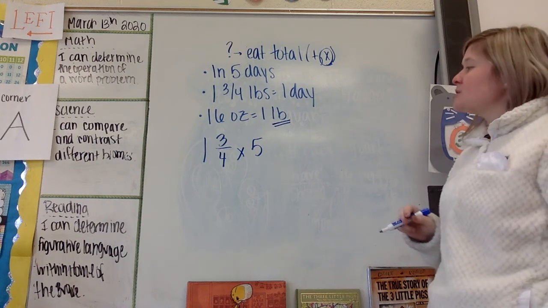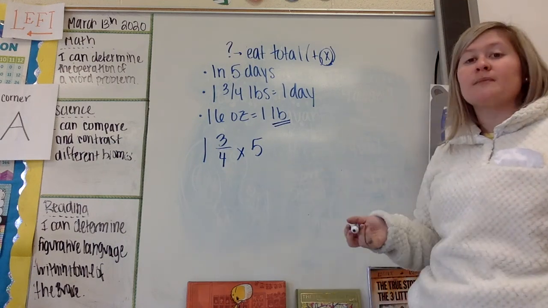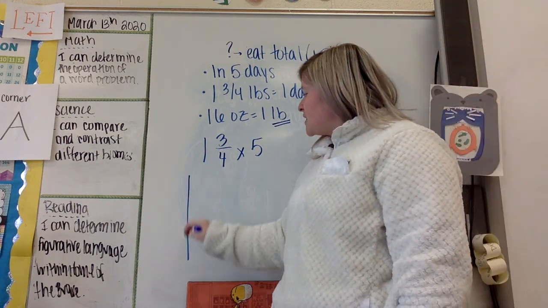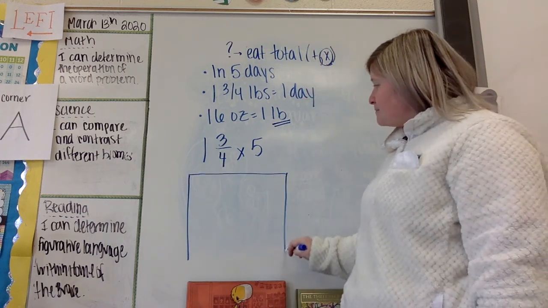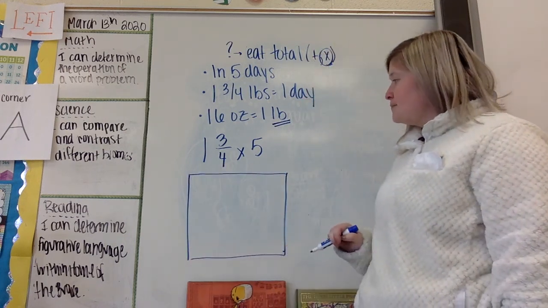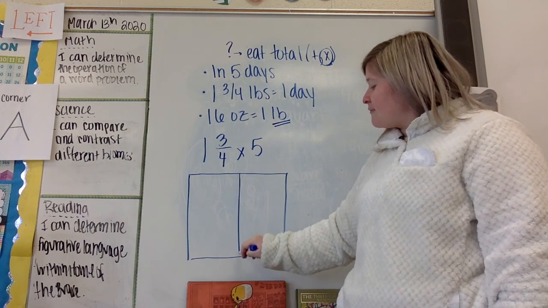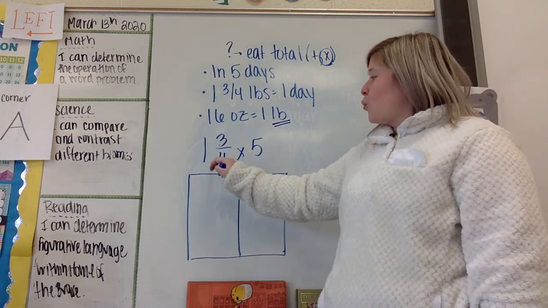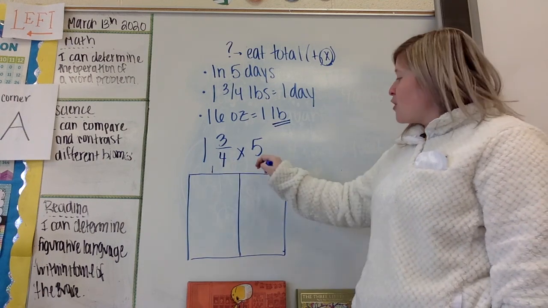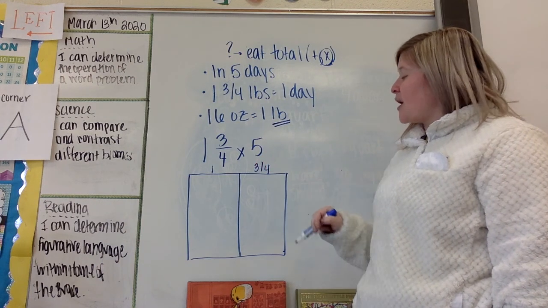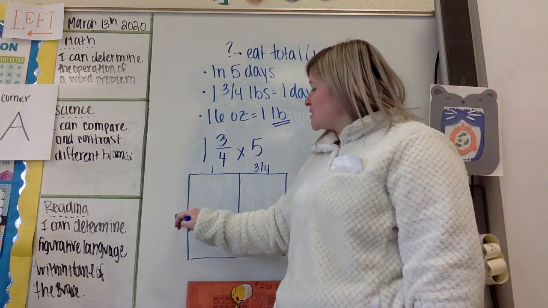Okay. When we're multiplying mixed numbers like this, we normally do it with a box. So right underneath it, I'm going to go ahead and draw my box method. Okay. I'm going to split it in half up and down the bottom. 1 whole goes on one side. 3/4 is going to go on the other. And then 5 wholes is over here by itself.